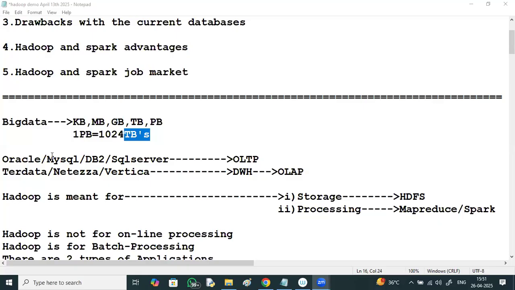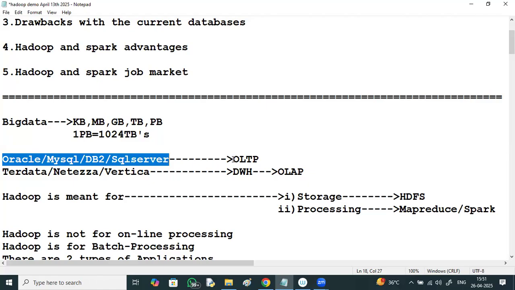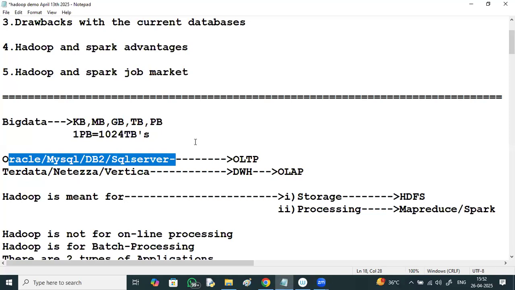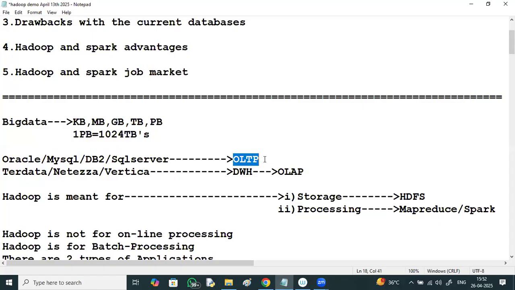So currently we have databases like Oracle, MySQL, DB2, and SQL Server for OLTP operations, online transactional processing. For the next 1.5 hours, I'll be taking the session. Oracle, MySQL, DB2, SQL Server: these are the databases, and they are used for OLTP, online transactional processing.